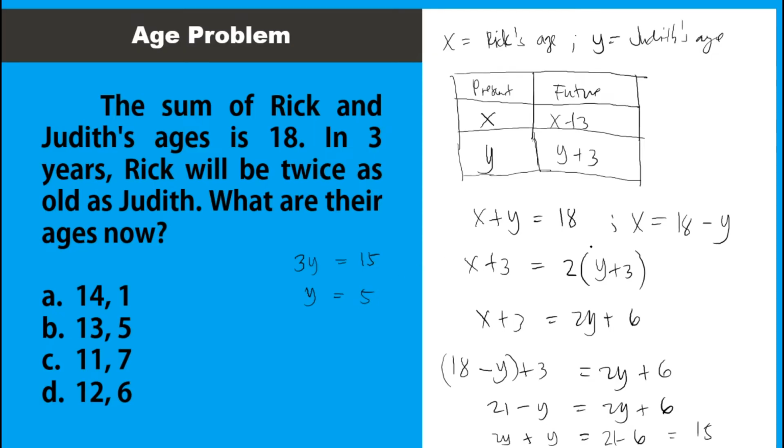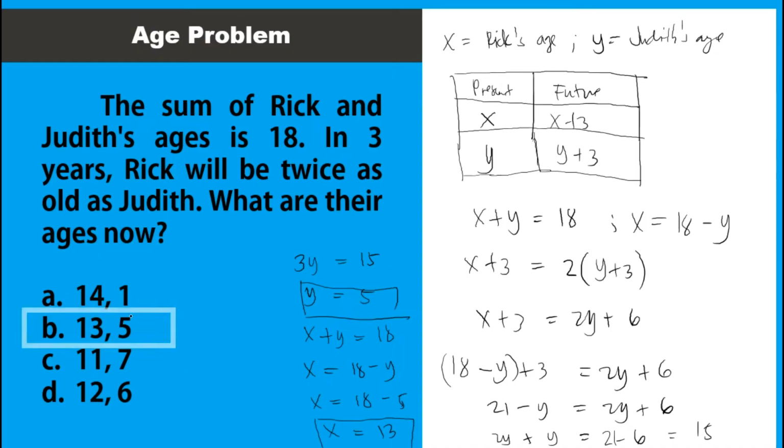So let's use the first equation. You have x plus y equals 18, so x equals 18 minus y. Since y is equal to 5, x equals 13. You have y equal to 5 and x equal to 13. So you have letter B.